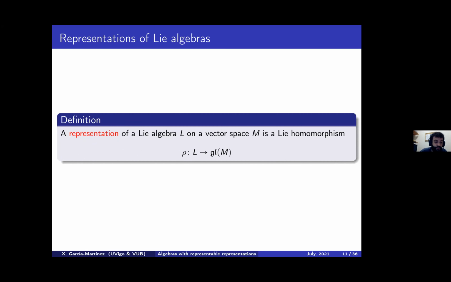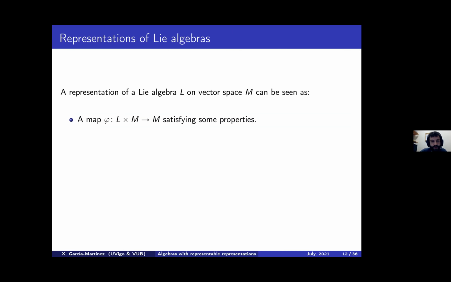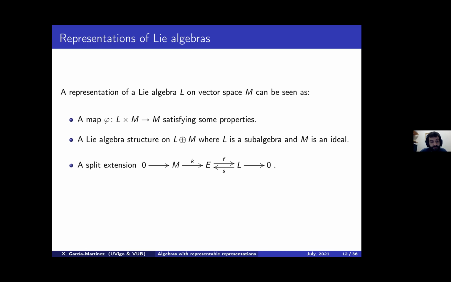And maybe one way that you are also used to seeing representations is as a Lie homomorphism from L to GL of M, right? Okay, so let me recap. A representation of a Lie algebra is a map satisfying some properties, the identities of the variety, a Lie structure over here, and a split extension over here, or a Lie homomorphism from L to GL of M. Now if we want to generalize the definition of representation from Lie algebras to any variety of non-associative algebras, we see that these first three properties are very similar and in the end are completely equivalent in any variety of non-associative algebras, where these properties mean the identities of your variety.